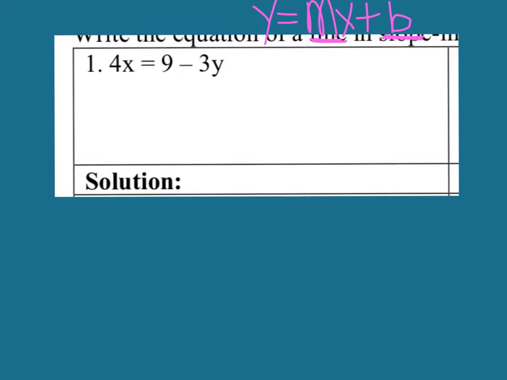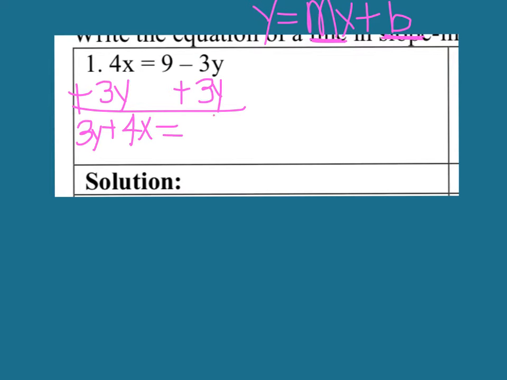So on number 1, we first have to rearrange it to put it into that order. So let's move the 3y over because y needs to be on the left-hand side of my equal sign. So we're going to add 3y to both sides. And 3y and 4x are not like terms, so we cannot add them together. So we're just going to say 3y plus 4x is equal to 9.